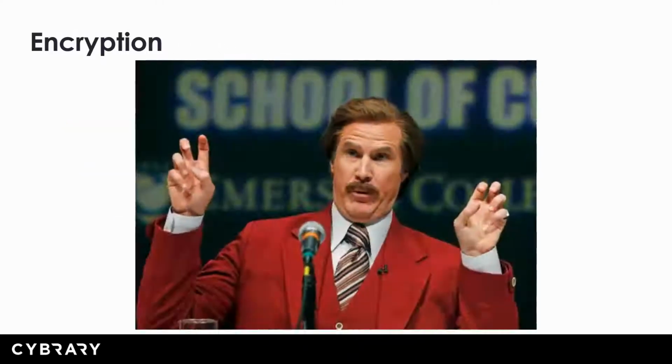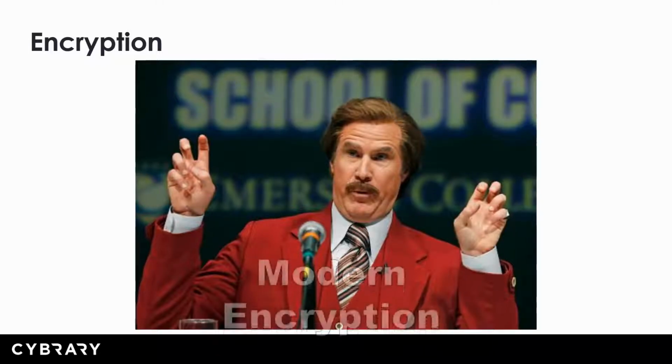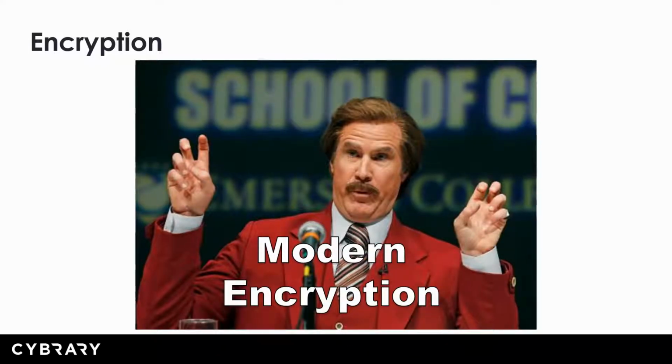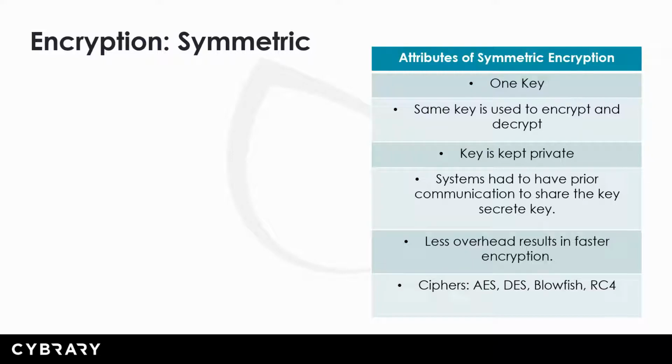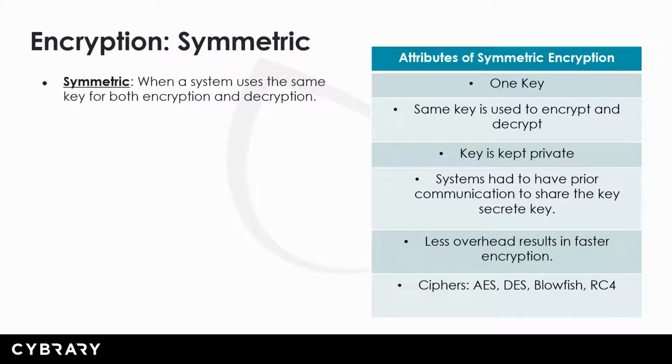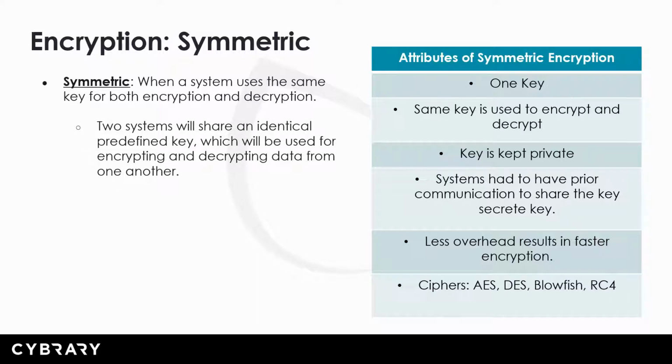And now moving on to modern encryption. We essentially have two types of modern encryption, symmetric and asymmetric. In symmetric encryption, a system will use one key to both encrypt and decrypt messages. This key is usually called a shared private key and is shared between two systems who want to communicate with each other. They will use the same key to encrypt and decrypt. This key is usually kept private and has less overhead than asymmetric encryption. And we'll go through a brief example.